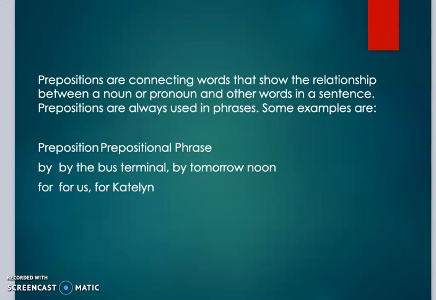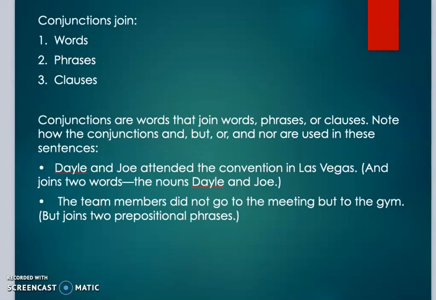Prepositional phrase, if you're able to pronounce that. By the bus terminal. For would be for us, for Caitlin. Make sure you remember prepositions and highlight that. Not going to be a ton of test questions on this, but I want to make sure you're aware.